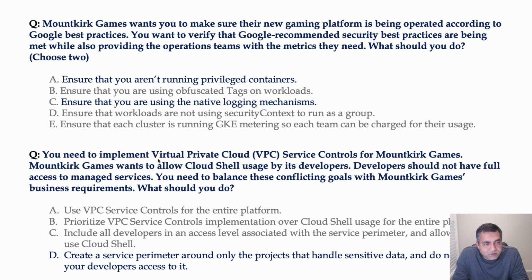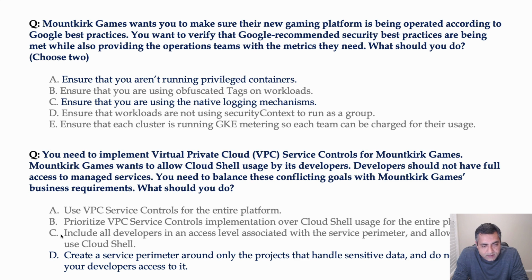Now let's look at the next one. You need to implement VPC Service Controls for Monker Games. Monker Games wants to allow Cloud Shell usage by its developers. Developers should not have full access to managed services. You need to balance these conflicting goals with Monker Games business requirements. What should you do? A, use VPC Service Controls for the entire platform. Not correct because VPC Service Controls do not directly affect scaling of Google Cloud architecture. B, prioritize VPC Service Controls implementation over Cloud Shell usage for the entire platform. B is not correct because a security perimeter is not a business requirement, but rapid iteration is.